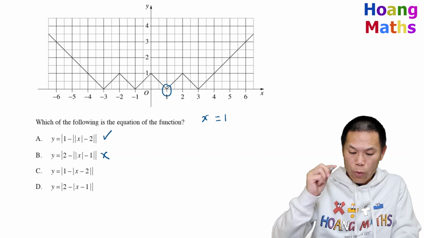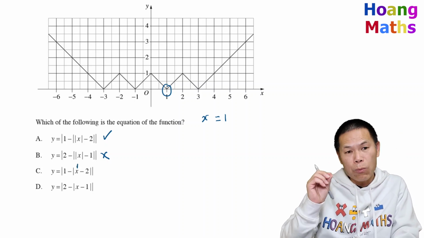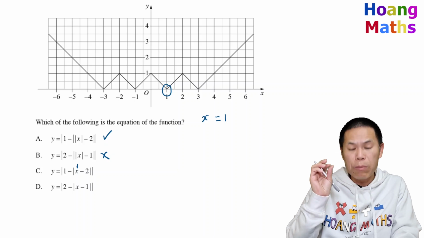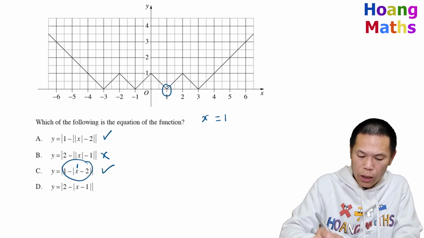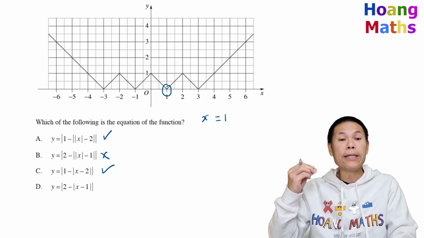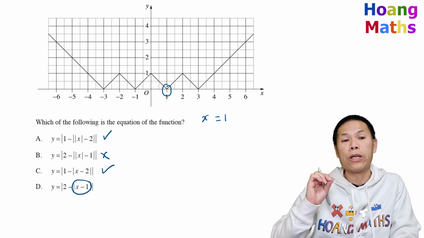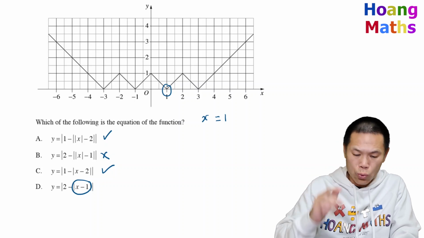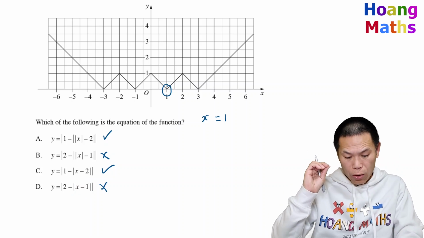Part C. When x is 1, 1 minus 2 is -1, the absolute value will give me 1, and then 1 minus 1 is 0, which is correct. Then part D. When x is 1, this becomes 0 because 1 minus 1 is 0, and then 2 minus 0 is 2. So this is wrong. So the answer is A or C.